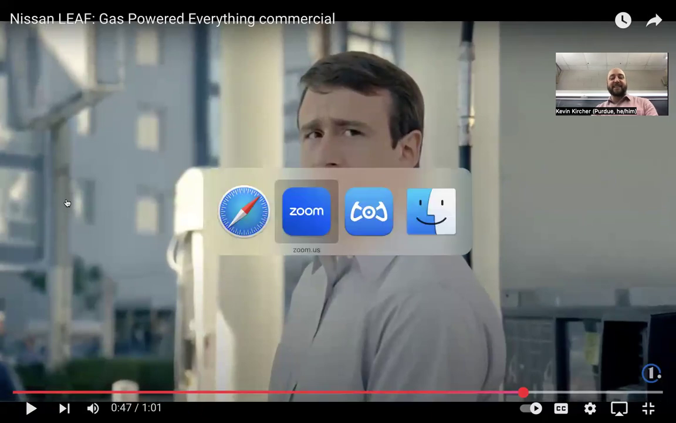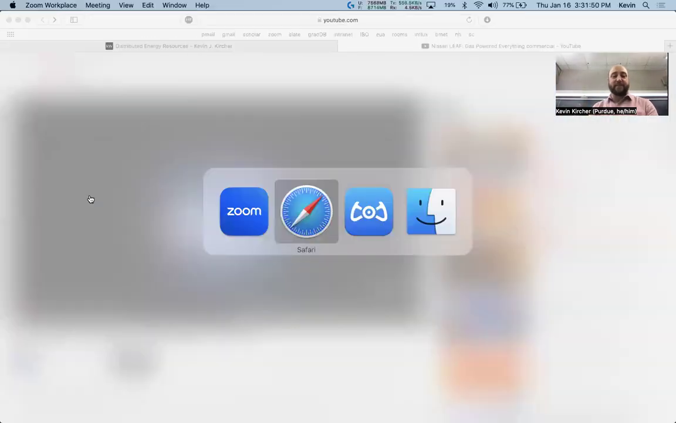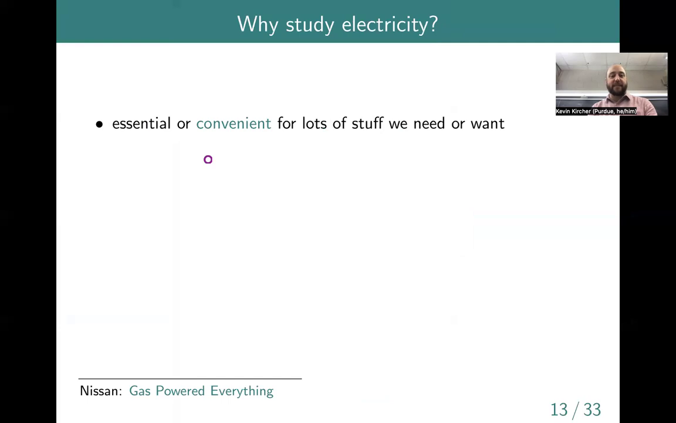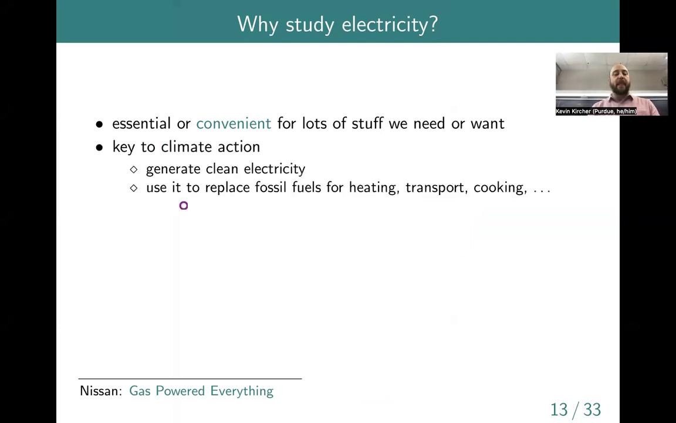Okay, so that's a Nissan Leaf, an electric car commercial from, I don't know, 2005, 2010, something like that. But anyway, I think it's interesting to think, what if we didn't have electricity and we had to use fuels for everything else in our life?